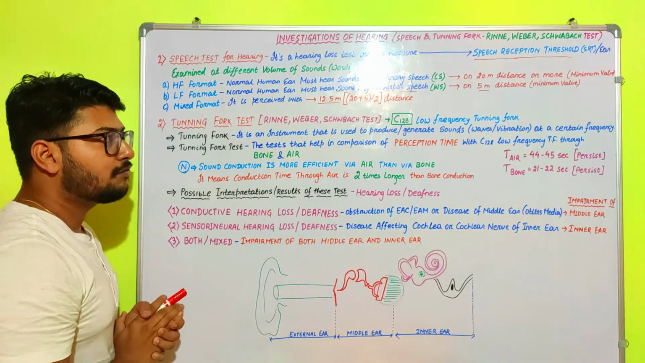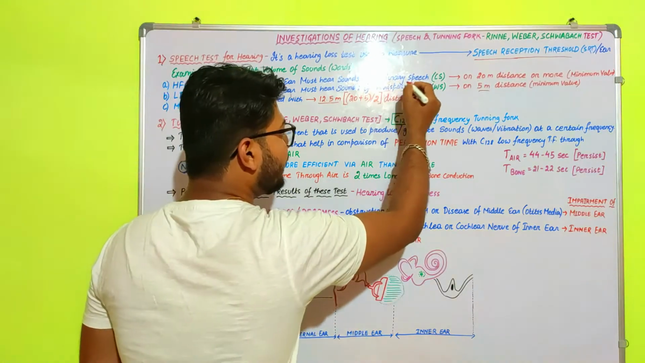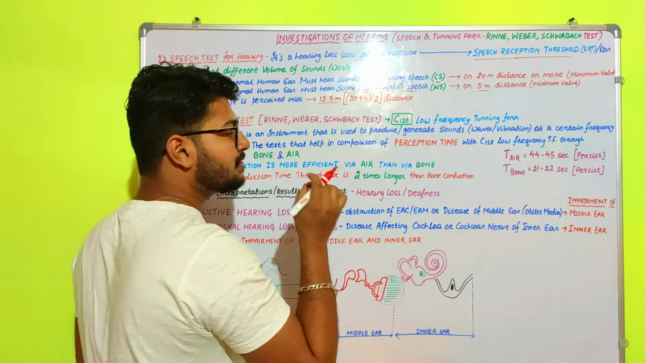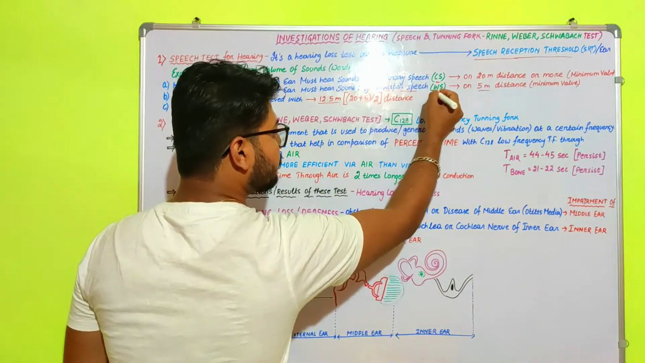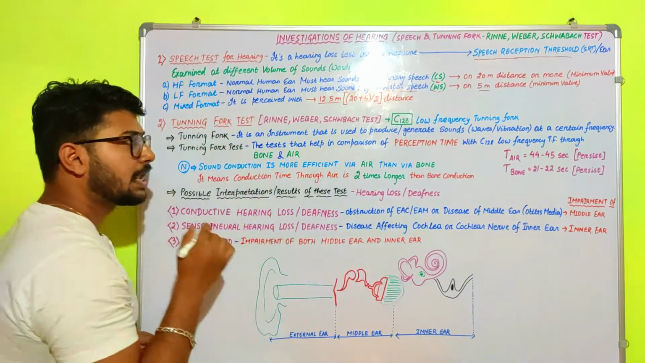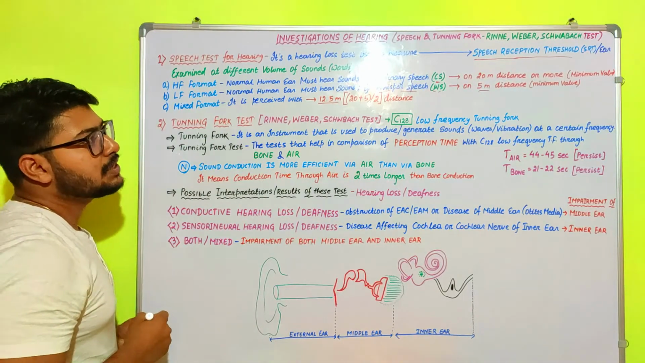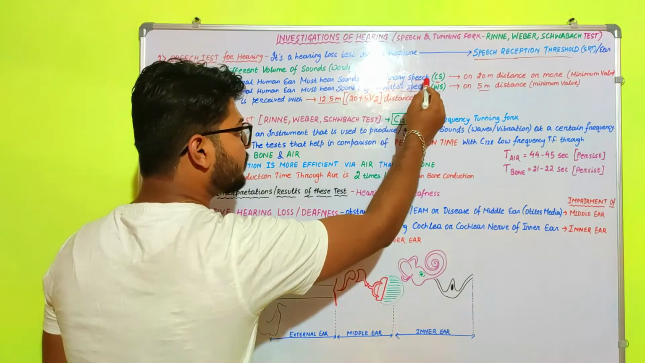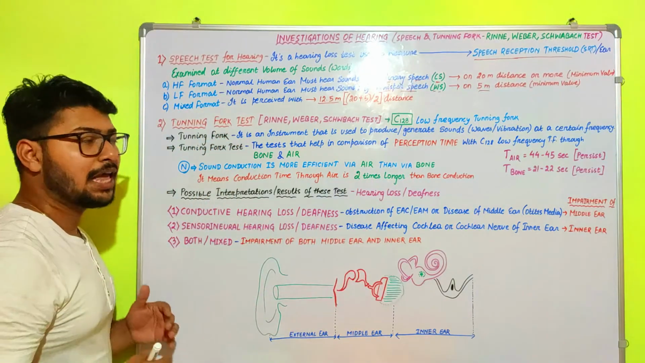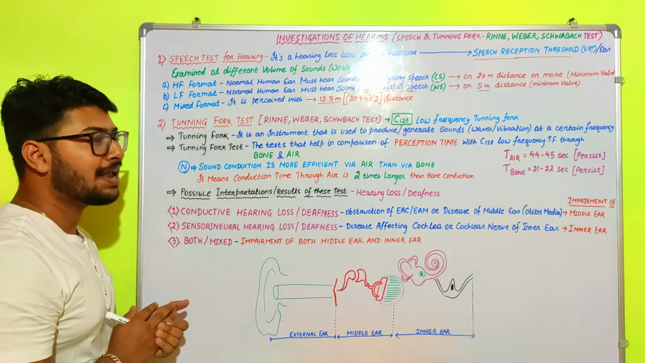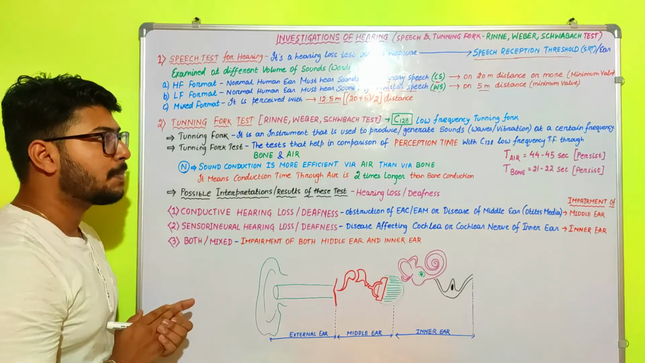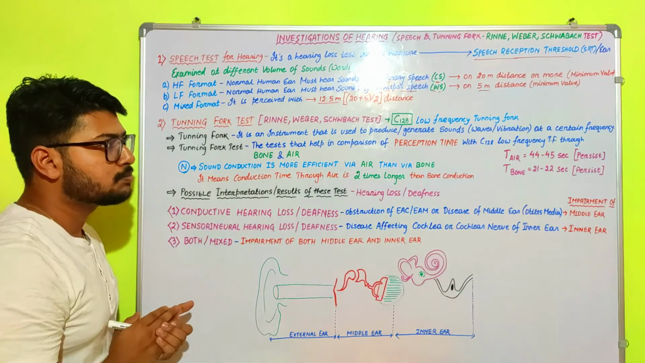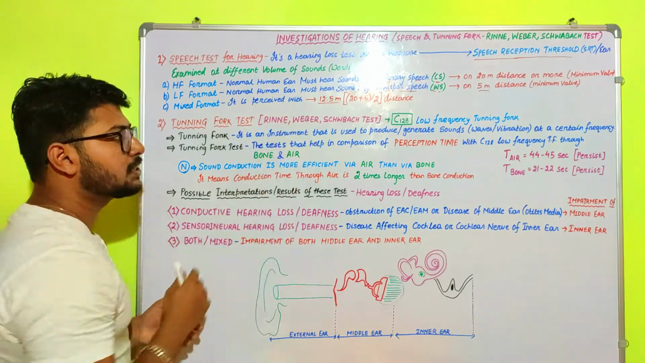In the speech test, you have to remember that ordinary speech is represented as CS, capital C and S, and whisper speech is represented as capital W and S. These are important because these short abbreviations of ordinary speech and whisper speech will help you while analyzing the audiogram passport. We will be reading about that audiogram passport in the Rinne, Weber and Schwabach tests.